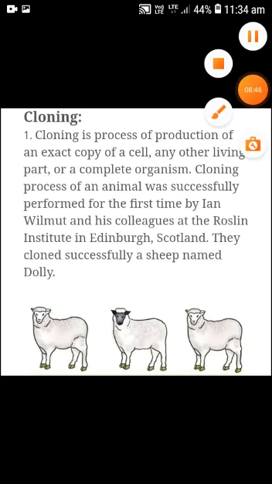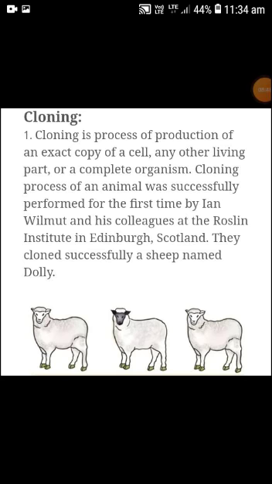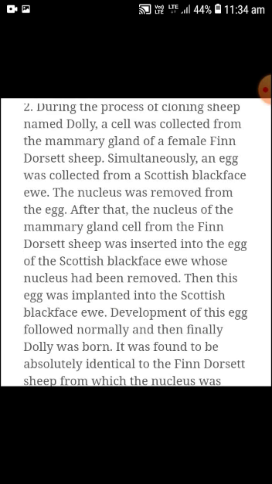Now we discuss cloning. Cloning is the process of production of an exact copy of a cell, any other living part or a complete organism. Cloning of an animal was successfully performed for the first time by Ian Wilmut and his colleagues at the Roslin Institute of Edinburgh, Scotland. They successfully cloned a sheep named Dolly.